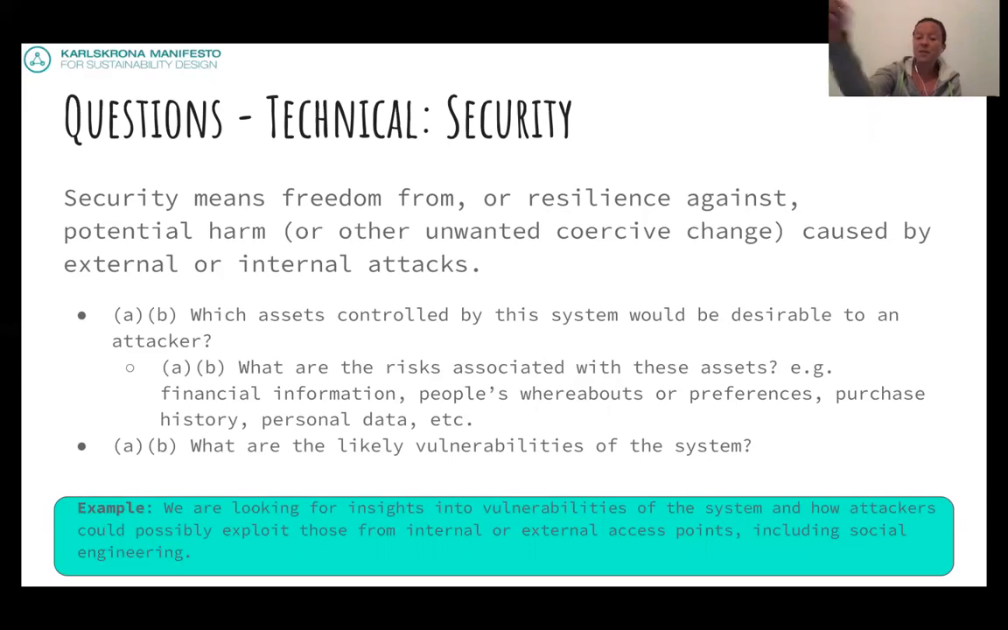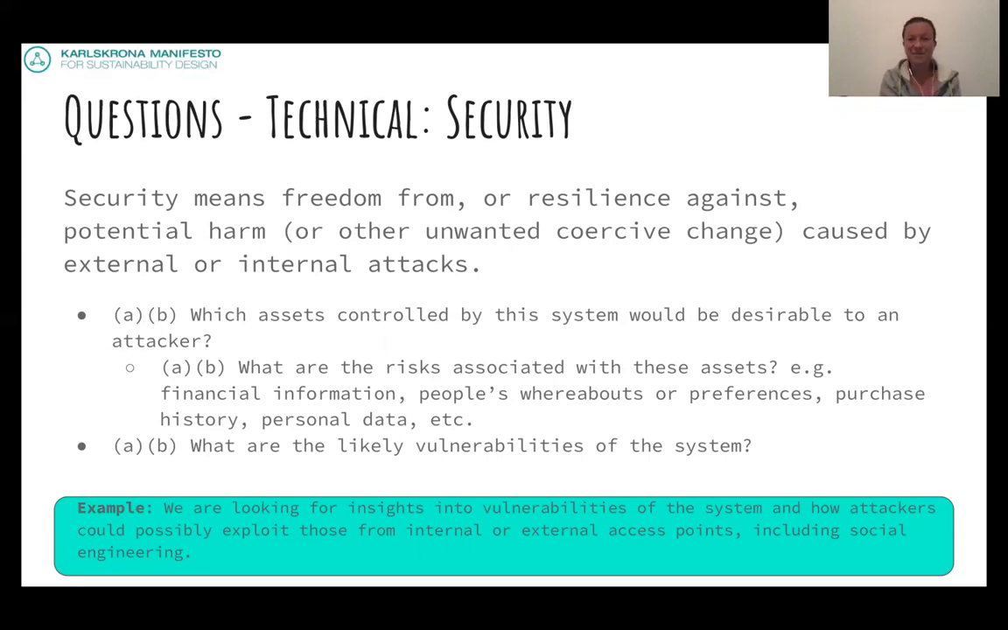We're looking for insights into vulnerabilities of the system and how attackers could possibly exploit those from internal or external access points, including social engineering. So also think about that one. If you're not sure what social engineering is, Google that. Wait, I'm not advertising for a particular search engine. Use your favorite search engine and look for it. Now you get it. It's more about how socially responsible are people with their passwords, for example.